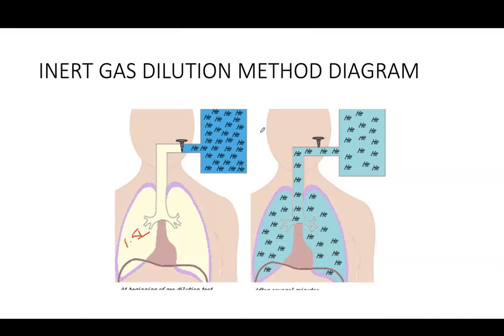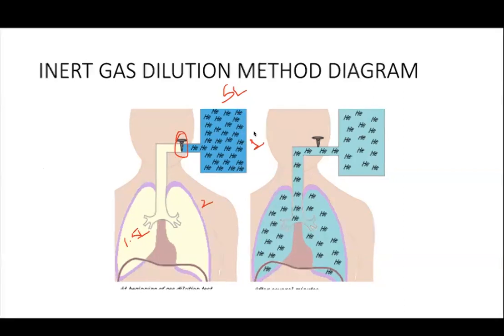He has 1.5 liters here, and let's say you have 5 liters of air in the spirometer along with some helium, and this is closed. So right now these are two separate systems. This is system 1, which is 5 liters, and this is system 2, which is 1.5 liters. Now we ask the patient to exhale. He exhaled. He has 1.5 liters left.